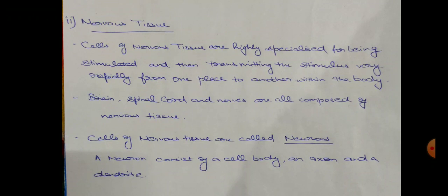So this is what nervous tissue is about. It is quite a short topic. Okay, so the main thing that you need to learn is that the cells of nervous tissue are highly specialized. Brain, spinal cord, and nerves are all composed of nervous tissue. The cells of nervous tissue are called neurons. Okay.